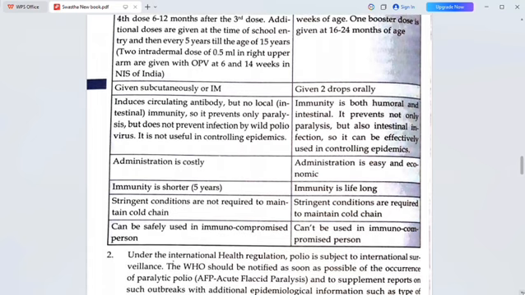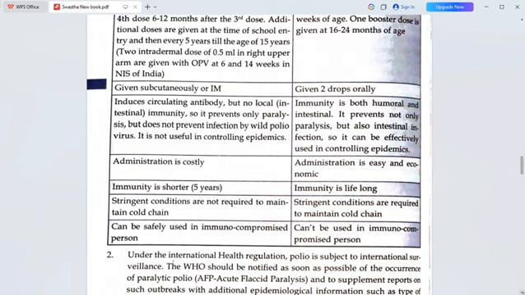Salk induces circulating antibody but no local immunity, so it prevents only paralysis but does not prevent infection by wild poliovirus. It is not useful in controlling the epidemic. Whereas the oral vaccine induces both humoral and intestinal immunity, it prevents not only paralysis but also intestinal infection, so it can be effectively used in controlling epidemics as there is no carrier stage after taking oral vaccine, as it controls the intestinal infection also. Then the administration of the Salk vaccine is costly, whereas Sabin is easy and economic.